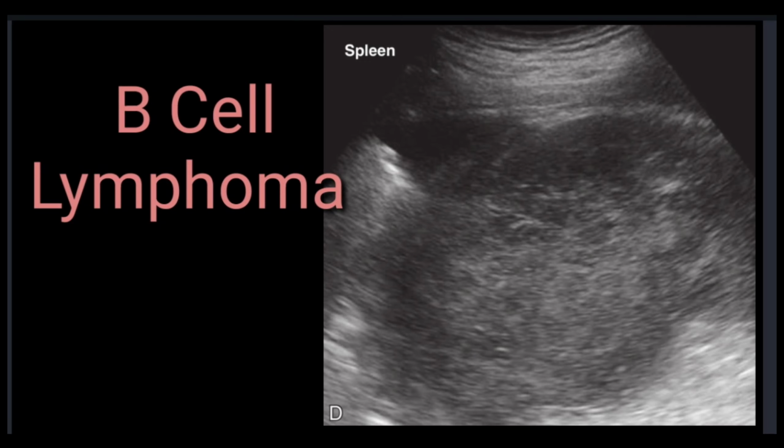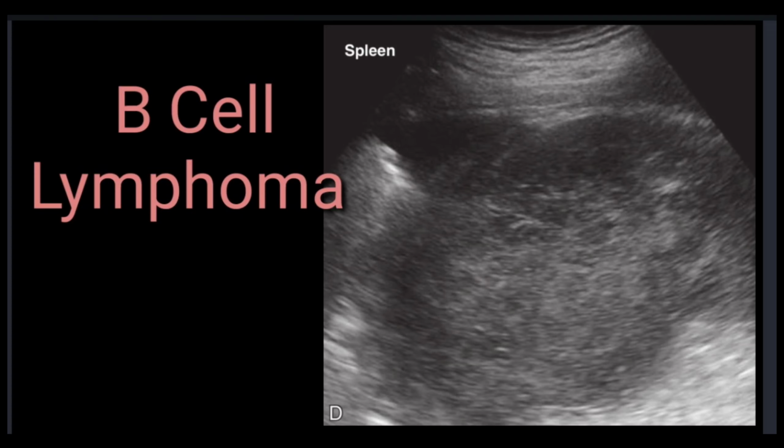This slide is of B cell lymphoma. On this image, the spleen is enlarged and its parenchyma is heterogeneous. An ill-defined mass lesion is protruding out from the mid-zone of the spleen. It looks as if this lesion is sitting pericapsular. Margins of the spleen are also irregular.